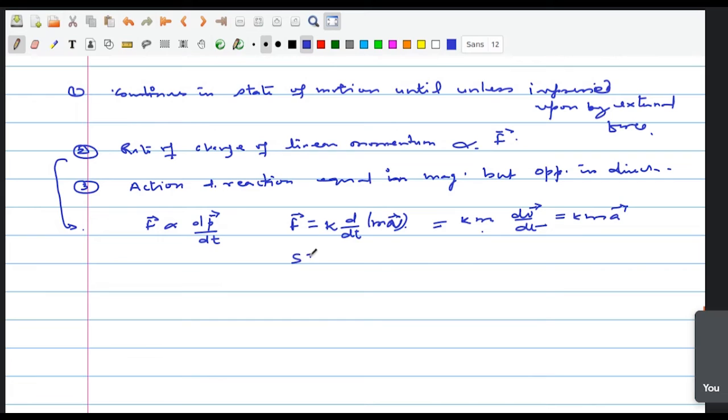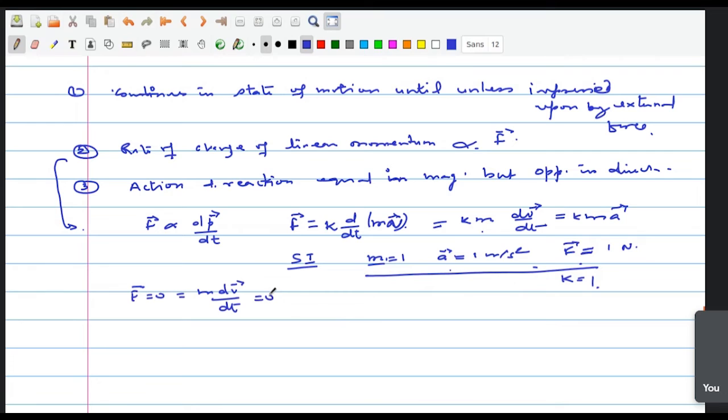And in the SI system, you choose the units such that for unit mass m equal to 1, an acceleration of 1 meter per second square is produced once the unit force is imposed on that. So if 1 Newton force is imposed on this, then the unit acceleration is produced. If you choose the units like this, then k turns out to be equal to 1. Now set F equal to 0. So this becomes m dv by dt equal to 0, and this implies v is a constant, isn't it?